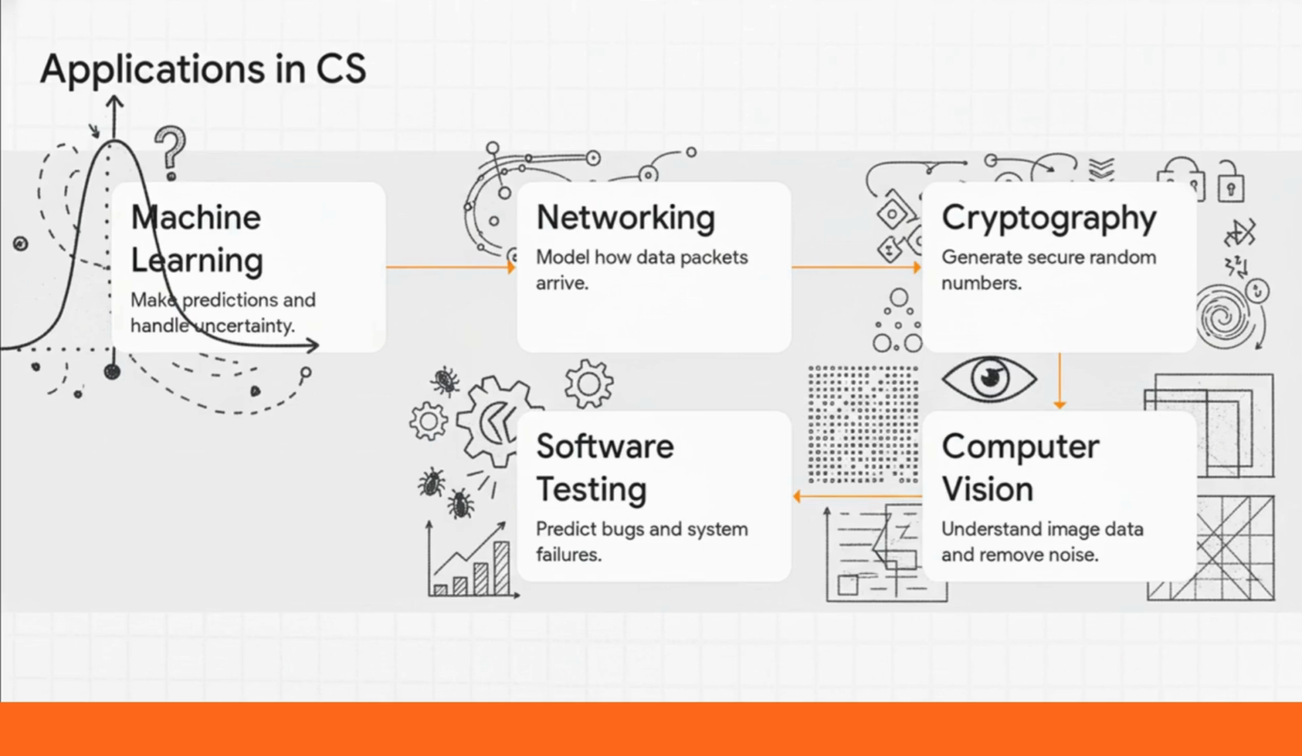For security, cryptography relies on uniform distributions to generate truly random numbers. In computer vision, they help algorithms make sense of noisy image data. Even in software testing, distributions can help predict the likelihood of bugs showing up. They are the invisible engine behind so much of our modern tech.